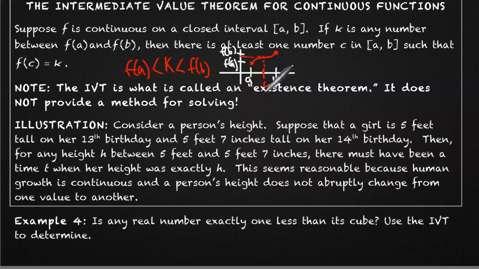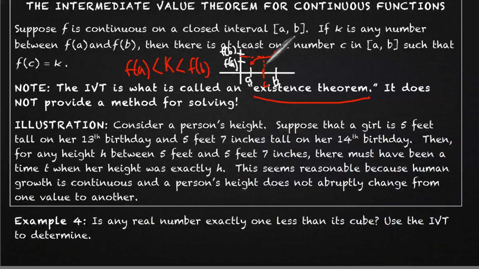And this is what's called an existence theorem, meaning it doesn't tell you how to find the time that I was 5'8" or the time that I was going 50 miles per hour. It just tells you that there is a time that exists that I was going that fast or at that particular height. So let's see if we can use this. You see, we can use this intermediate value theorem to do example 4.